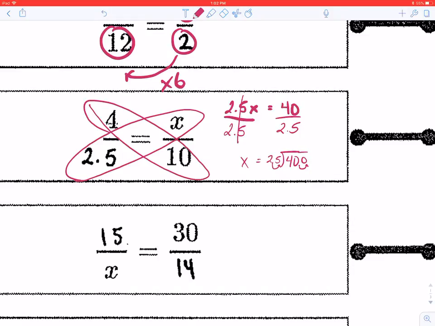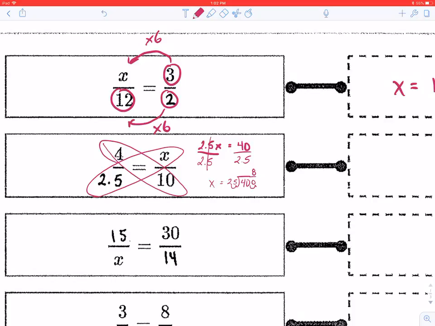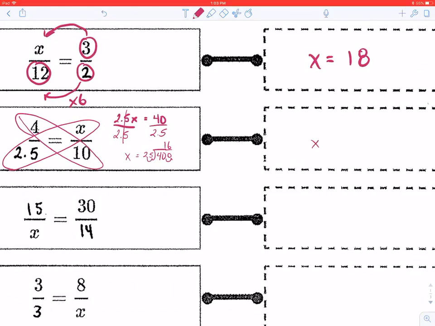You would do 25 times 2, times 3, times 4, eventually realize that 25 times 8 goes into 200 evenly. It's kind of like having 8 quarters. 25 times 16. If you have 16 quarters, that makes $4. So x is going to equal 16.